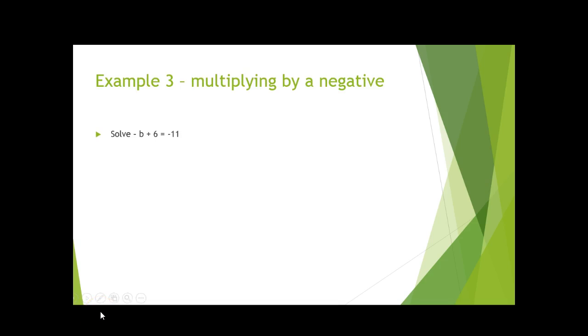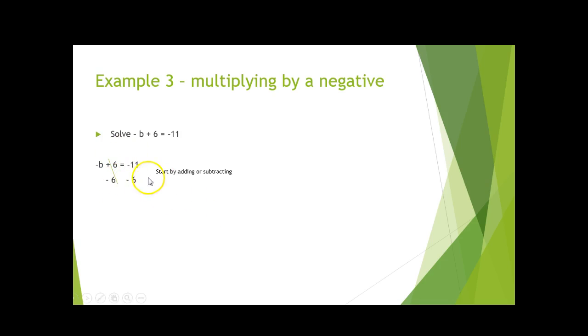Sometimes you're going to have to get rid of a negative on a variable, and so it looks a little confusing for students, but we're going to figure out a way to get rid of it. This is a two-step equation. Negative b plus 6 equals negative 11. So you would solve it the same way starting out. Get rid of the addition or subtraction first. So we're going to get rid of the 6. Minus 6 on both sides.